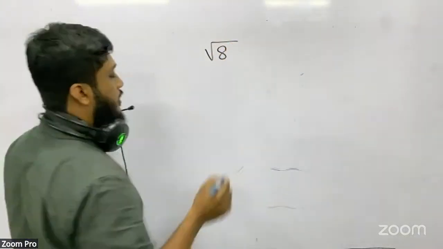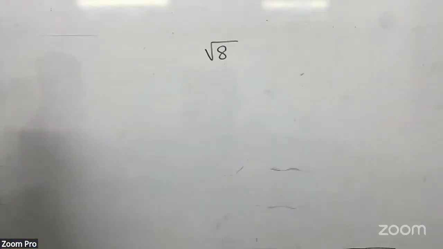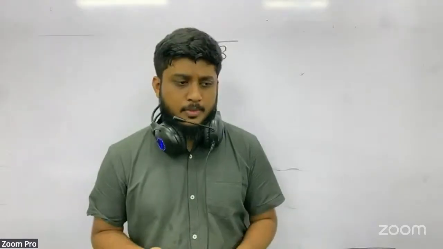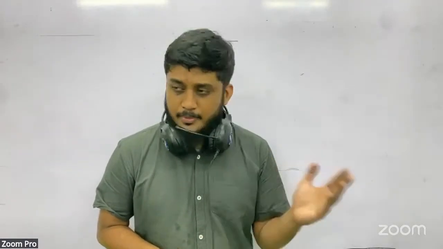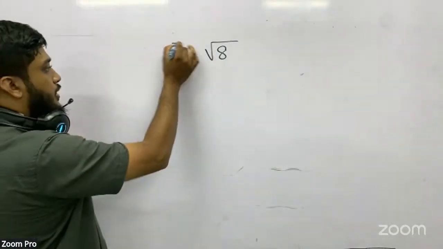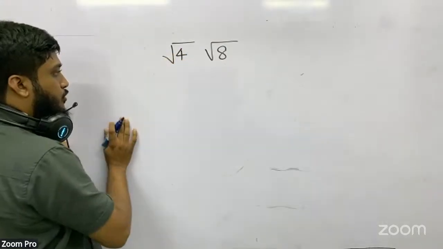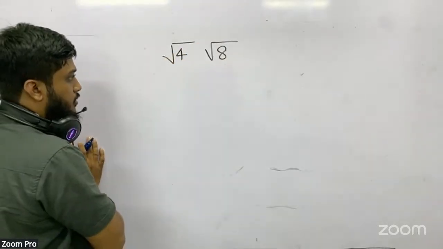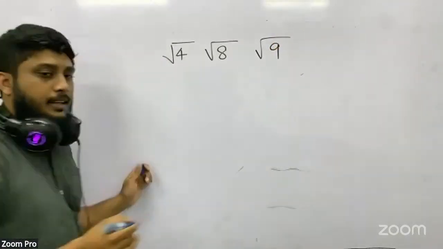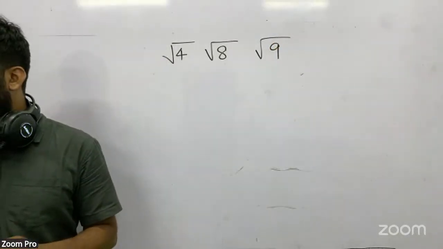Square root 8, I have to write two numbers. One number before the square root, one number after the square root. What is the number before we should write? We should write 4, right? Whatever is less than square root 8, the perfect square, square root 4. What is the next number I should write? 4, and the next one should be 9. Can you understand that now? 4 and 9.